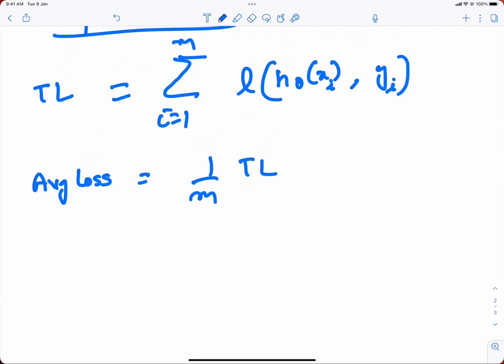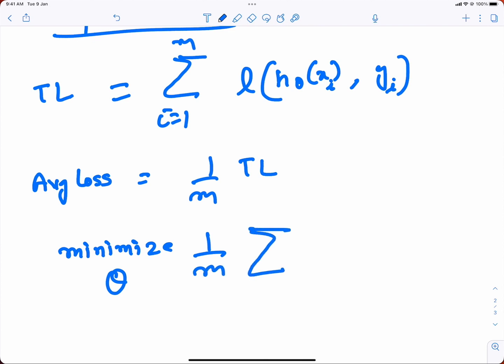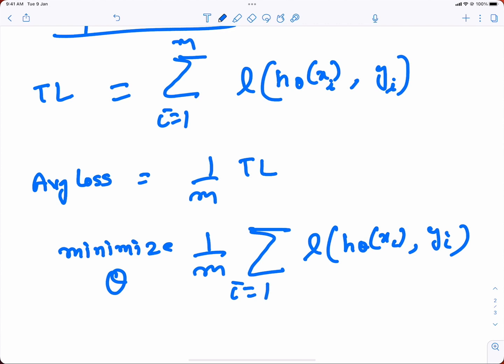Next is what we want to minimize. We want theta to be selected such that this total loss, or the average loss, is minimized. So our optimization problem is to choose theta such that this average loss, 1 by m sigma of L of h theta of xi with yi, where i varies from 1 to m, is minimized.